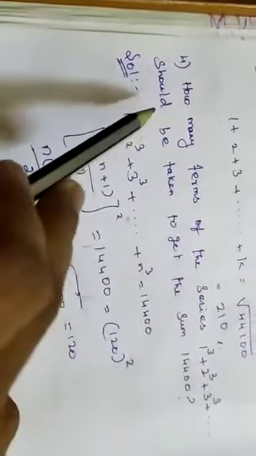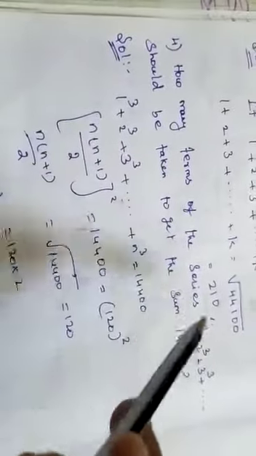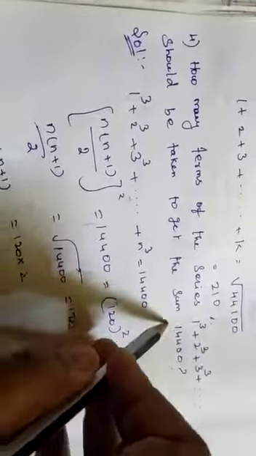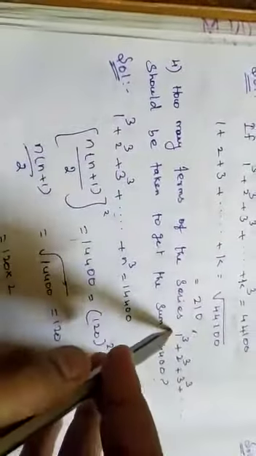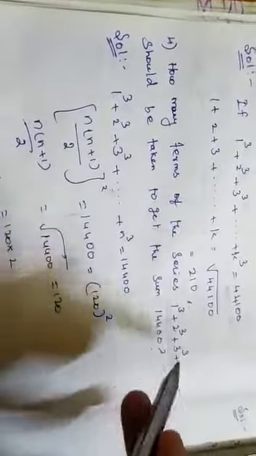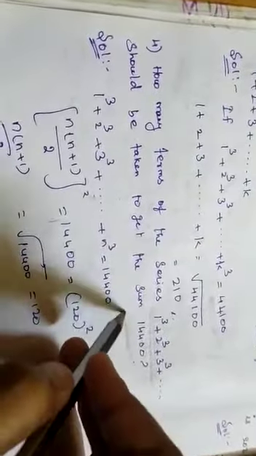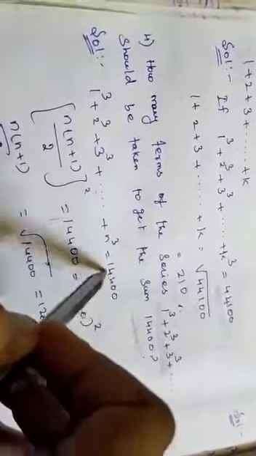Okay, so the fourth question is: how many terms of the series 1 cube plus 2 cube plus 3 cube till infinity should be taken to get the sum 14,400? They are asking till how many terms you should take so that the sum is 14,400. That is, 1 cube plus 2 cube till n cube equals 14,400, which is n into n plus 1 divided by 2, the whole square, equal to 14,400. This is the general formula, n into n plus 1 divided by 2 whole square.